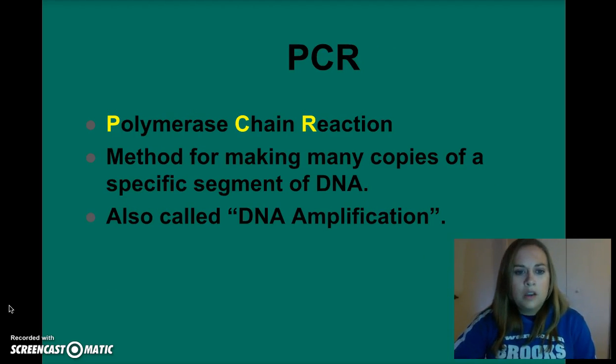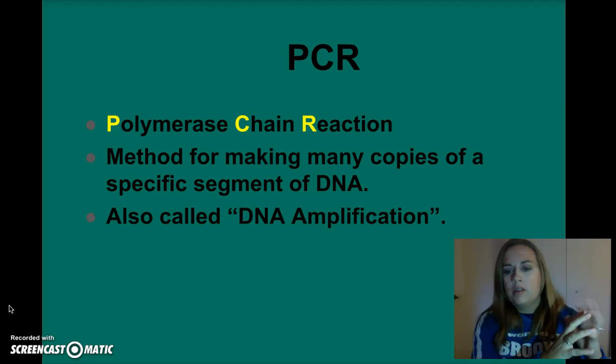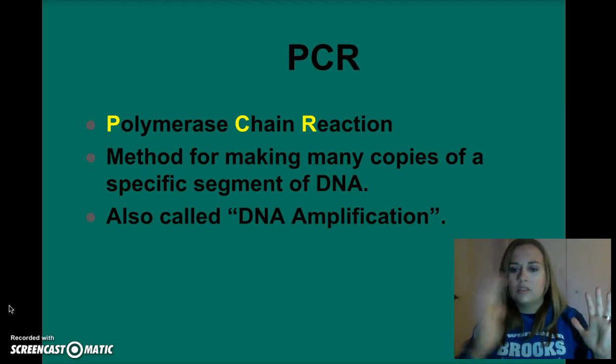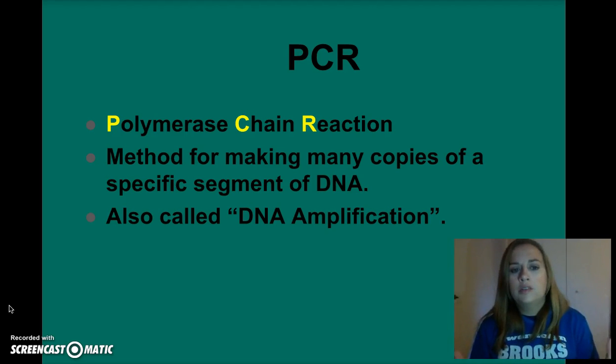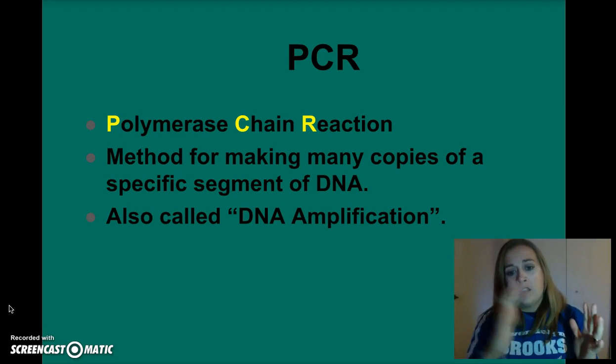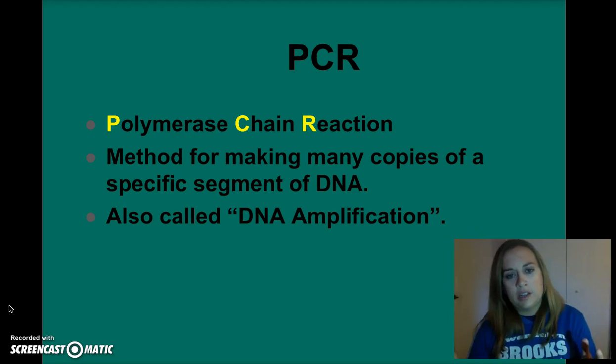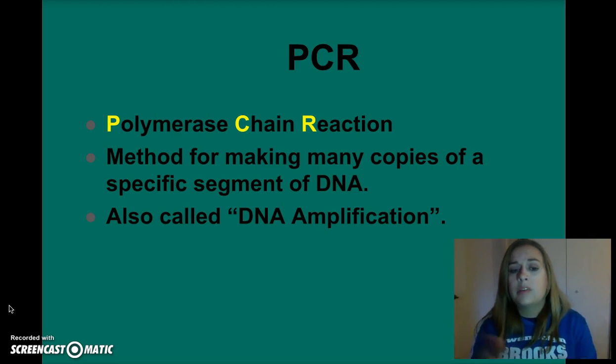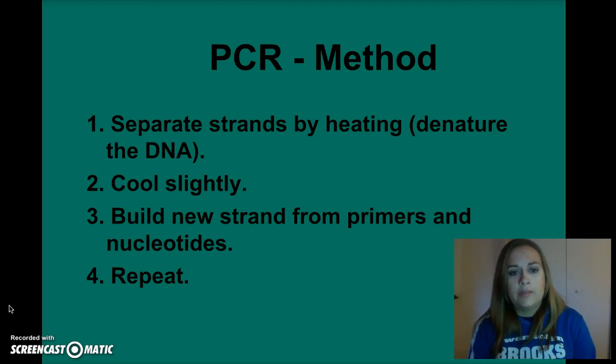The next thing we're going to talk about is PCR, or polymerase chain reaction. So think about a chain reaction, like you have one event that sort of sets off this series of events, and that's kind of how you think of PCR. So you start with one strand of DNA and then it leads to lots of strands of DNA. So this is a method for making copies of a specific segment of DNA in order to amplify it. So you start with one copy, you end up with lots of copies, you are amplifying that DNA.